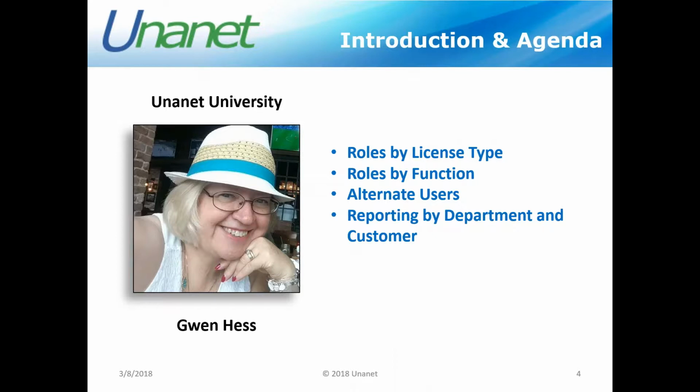Once we've gone a little deeper into that, then we're going to talk about alternate users, ways that you can set up alternates for people based upon which role you want a person to be an alternate for, and some ways that you can tighten that down so that you don't have it too broad, so that you don't have people doing things that they shouldn't be able to see or access just because they're an alternate. And then we're going to be looking at reporting by department and customer.